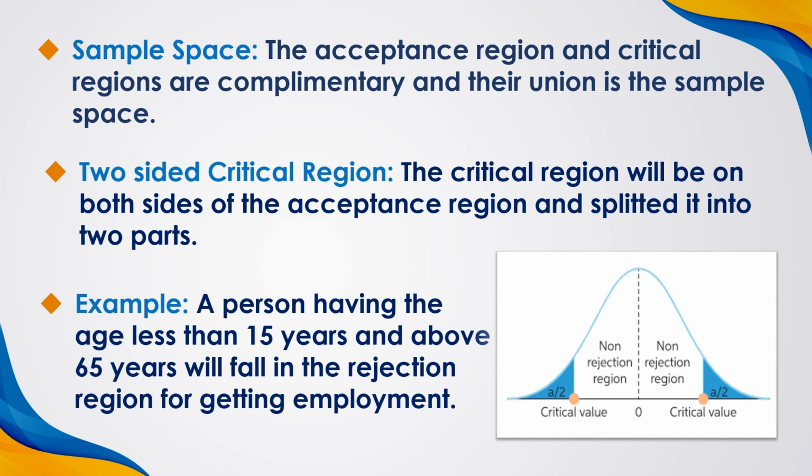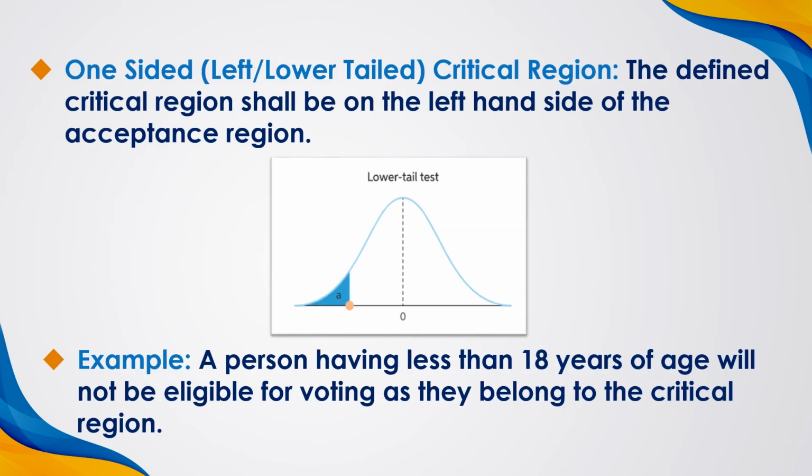Now, what do we mean by a one-sided critical region? Say, for instance, I am not eligible to vote in an election up to 18 years. So after 18 years only I will be considered in the region of acceptance. Up to 18 years you cannot be considered. In this sense, your critical region is on the left side, so it is also called a left-tailed or lower-tailed critical region.